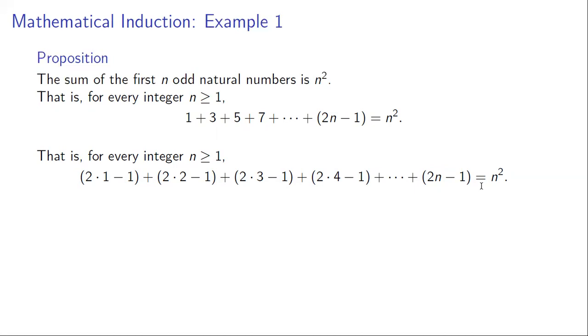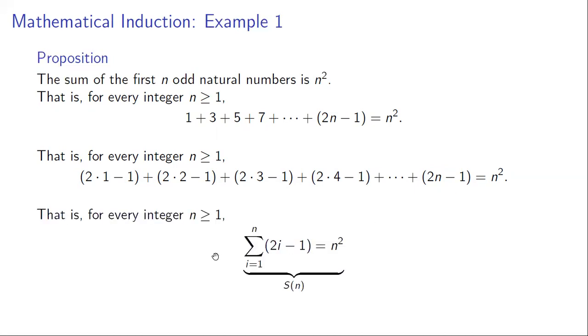Let's rewrite this using summation notation. So that is, for every integer n that is greater than or equal to 1, the sum from i equals 1 through n of 2 times i minus 1 should be equal to n squared. The proposition claims that it is equal to n squared. All right, so let's see. This is 2 times 1 minus 1. So this is when i is equal to 1. So it's 2 times i minus 1, 2 times 1 minus 1.